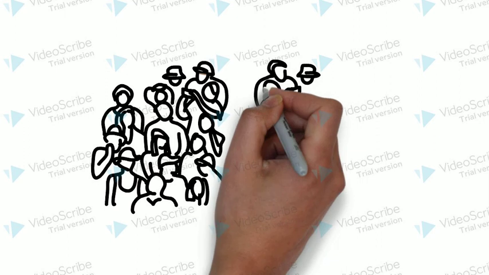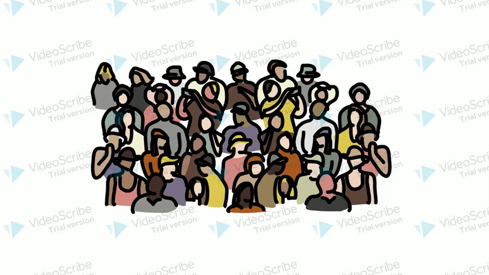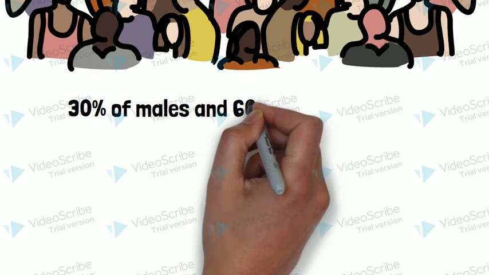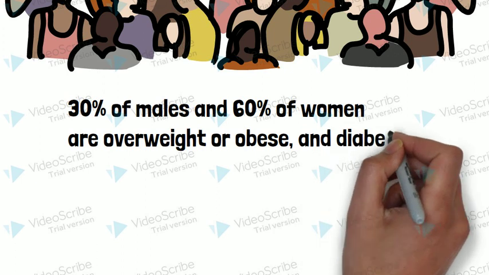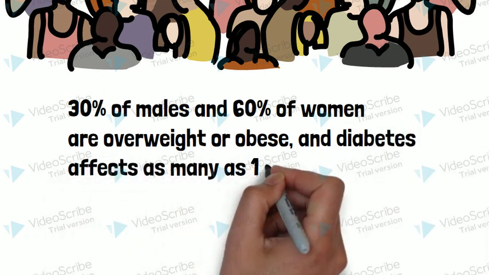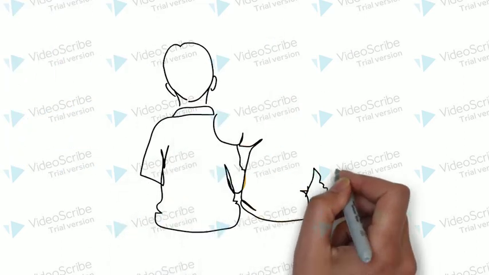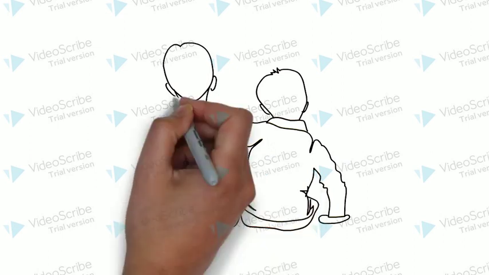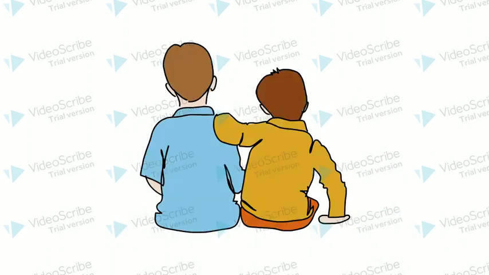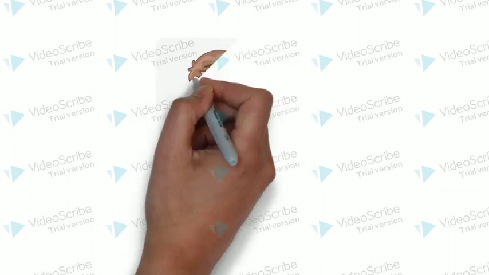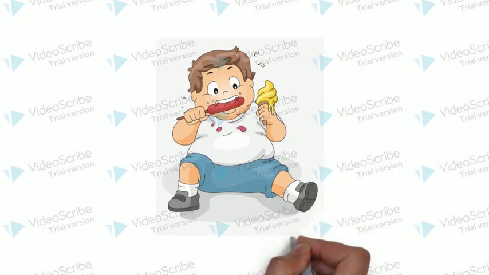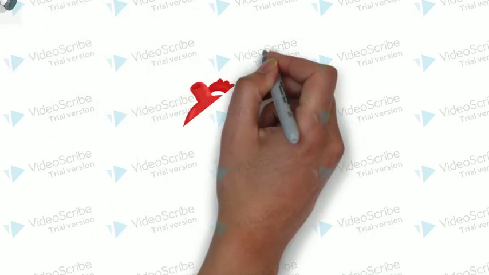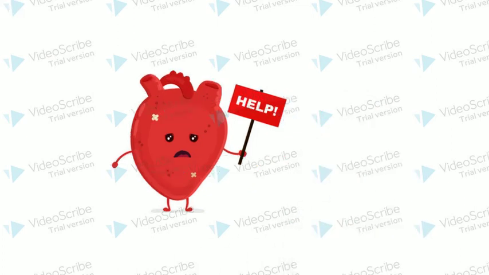Moreover, approximately 20 to 30% of the adult population in Jamaica is hypertensive. 30% of males and 60% of women are overweight or obese, and diabetes affects as many as 1 in 6 persons, according to the WHO. Moreover, more alarming evidence has surfaced among the young as a result of increased obesity and lack of physical activity. More adolescents are becoming fat at a young age, putting them at higher risk of getting type 2 diabetes and consequently having coronary artery disease later in life.